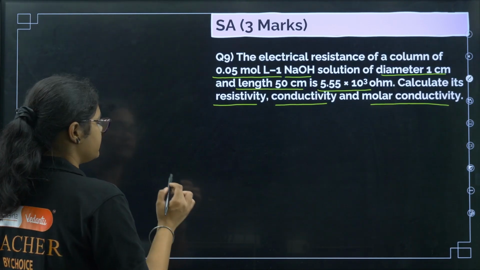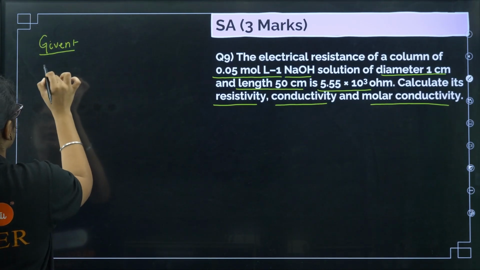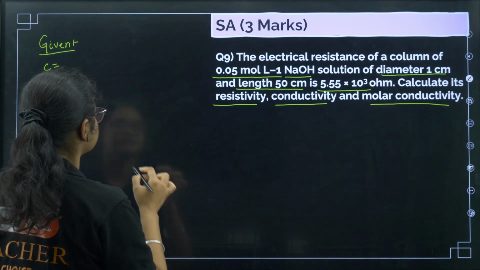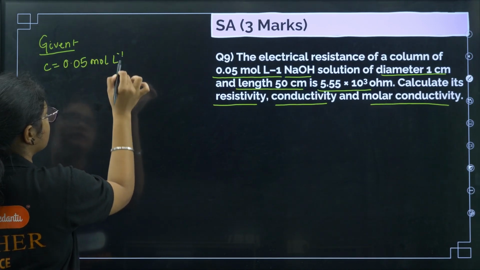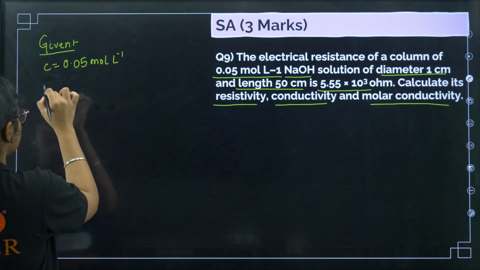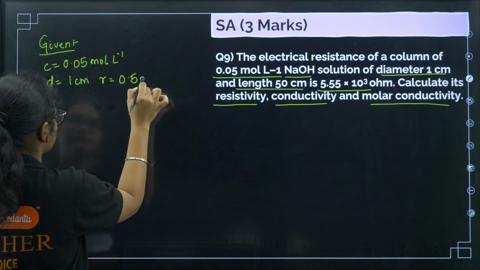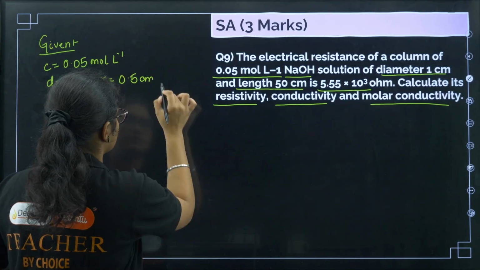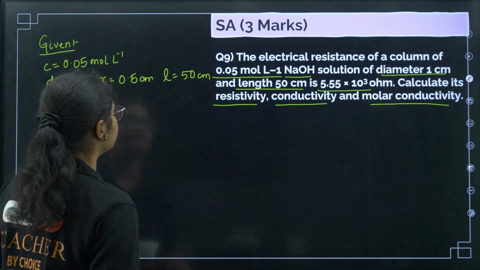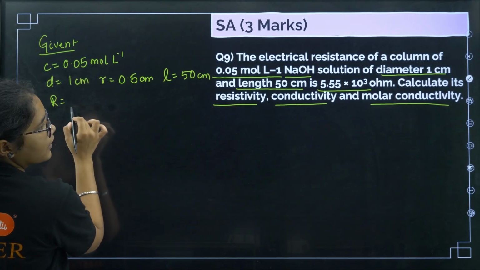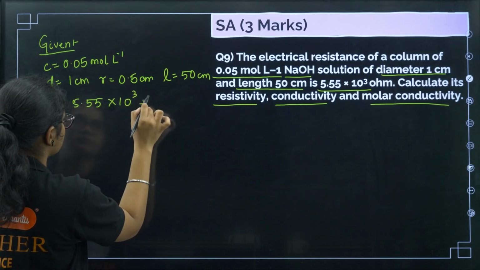First of all, we'll write the given data. What is the given data here? First is concentration: 0.05 mole per liter. Next we have diameter, 1 centimeter, which means radius will be 0.5 centimeter. Length is 50 centimeter. And resistance is 5.55 into 10 to the power of 3 ohm.